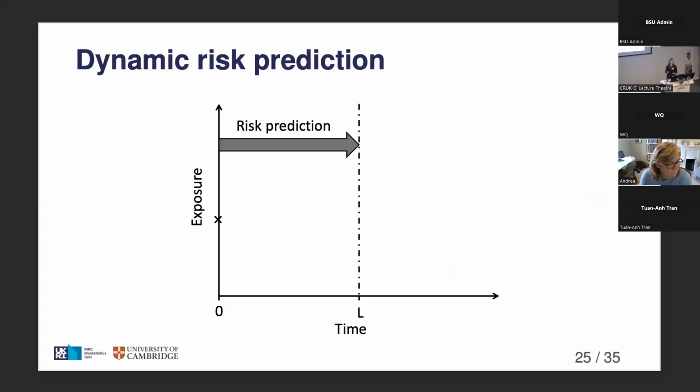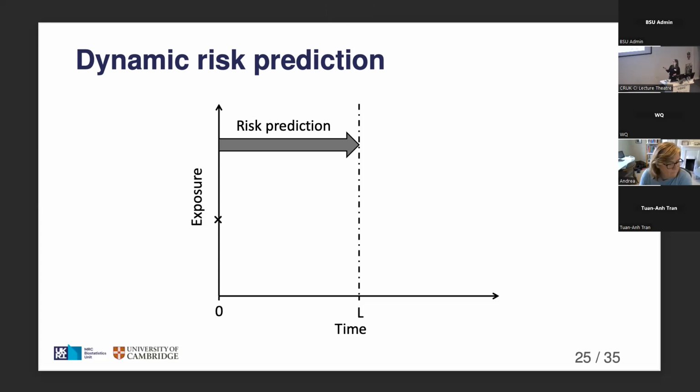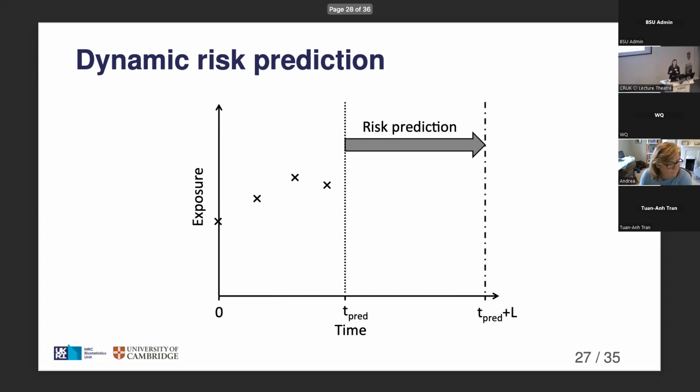So what do I mean by dynamic prediction? This is the situation where we want to predict the risk of an event over, say, an L-year time period. We want to use some measurement of an exposure to predict the event. But as time goes on, we want to update our risk predictions. We might have new measurements of the exposure. We know that the individual hasn't yet had the event at time t-pred. We want a new updated risk prediction. And again, as time moves on, more measurements, new information, updating the risk prediction at the new prediction time.